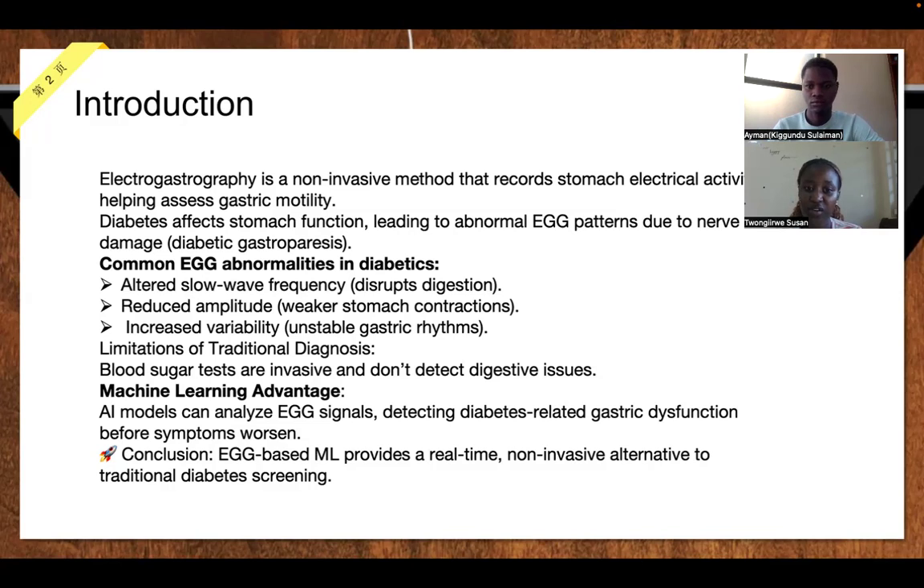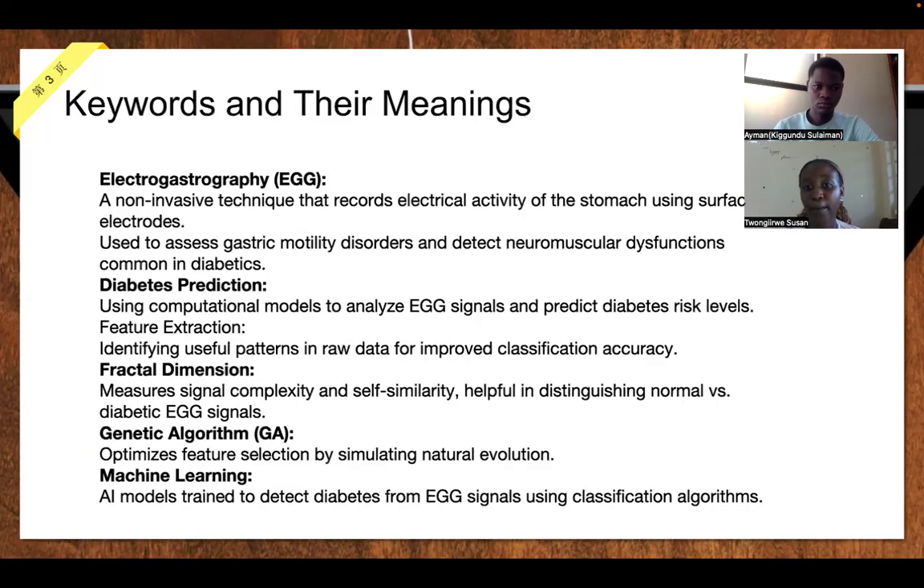Then we have the advantage of the model we are trying to create. AI models can analyze EGG signals and detect diabetes-related gastric dysfunction before symptoms worsen. In conclusion, EGG-based machine learning provides a real-time, non-invasive alternative to traditional diabetes screening. Next.